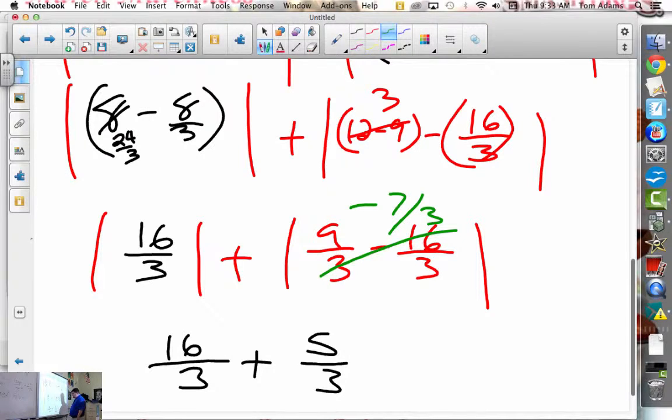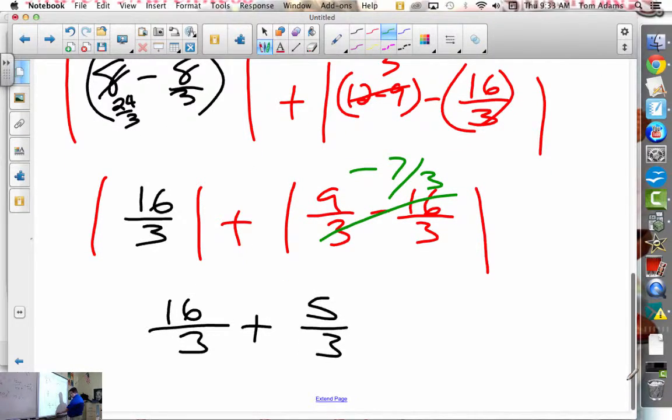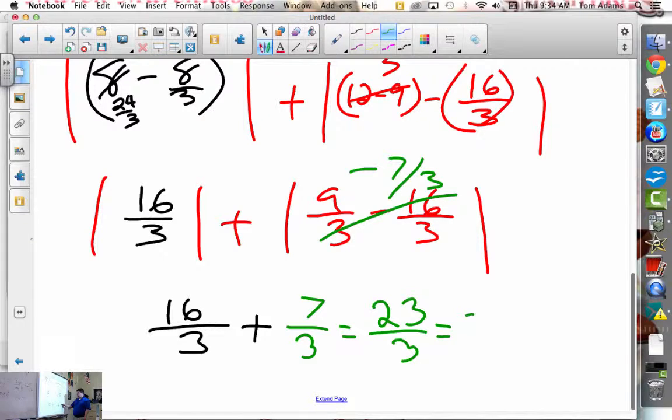And so when we get down to the bottom here, because we're adding the absolute value, it becomes 7 thirds, which is 23 thirds, which is, what is that, 7 and 2 thirds? Or 7 and 1 third? 7 and 2 thirds. Right? Or 23 thirds. Does that make sense?